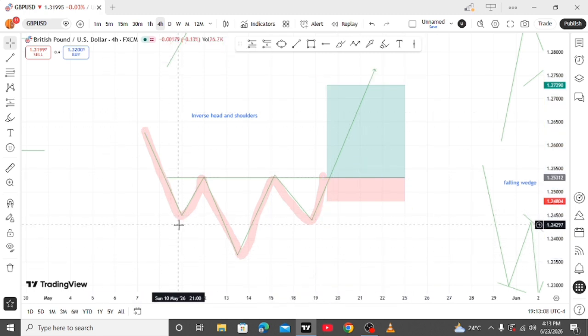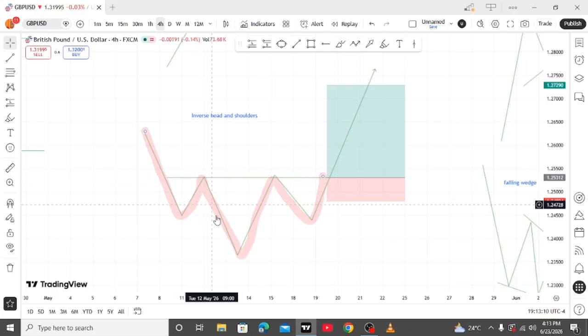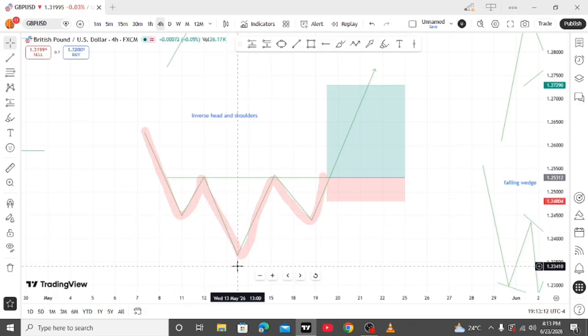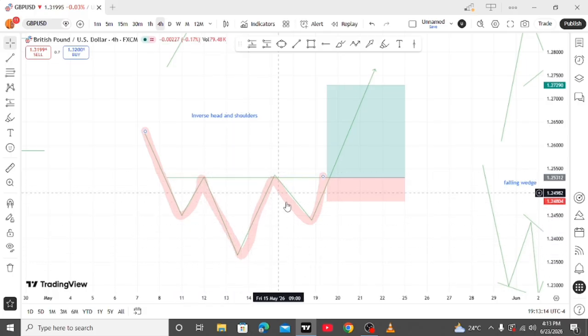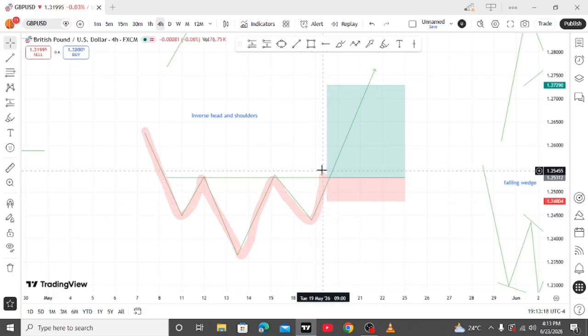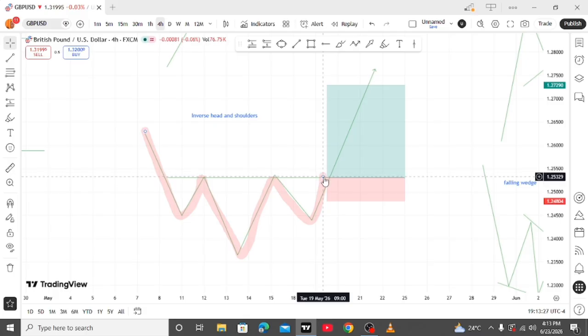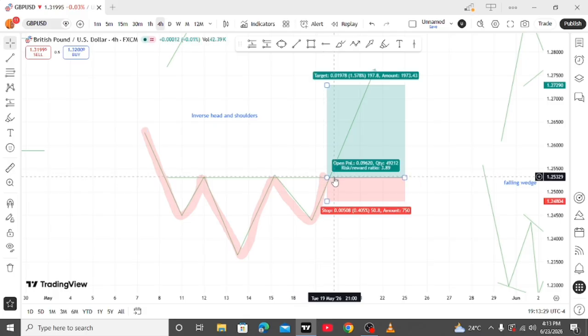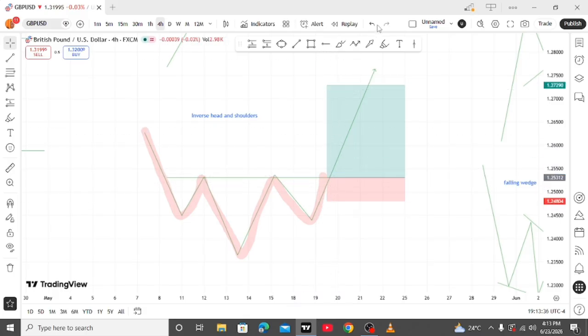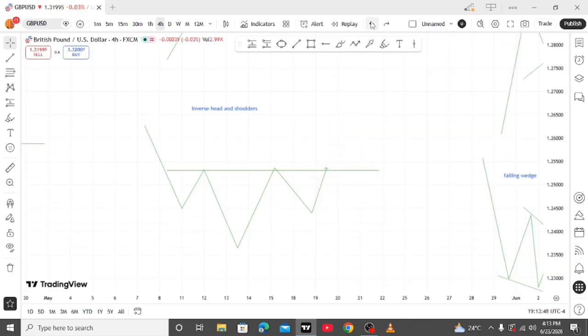Market goes down, creating a lower low, then goes up, then goes down again, a lower low, and then goes up, and then a lower high. You mark out your neckline and you wait for price to break above the neckline of the head and shoulders, and then you enter for a long position because the market is about to go up. So this is how the inverse head and shoulders works.